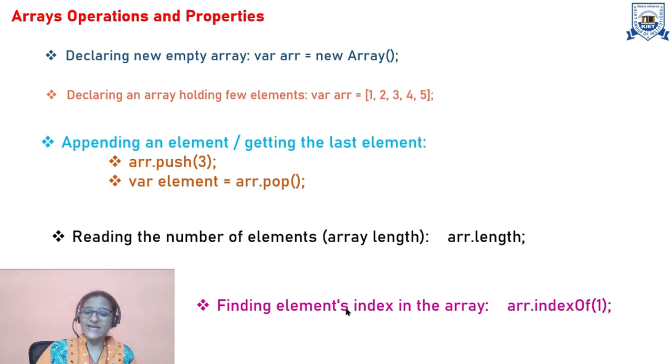Now, finding an element's index in the array. If you want to know the index position of a particular element, we can use the method indexOf. So in this array, we want to find out the index of value 1. It will return the index position of that value 1.